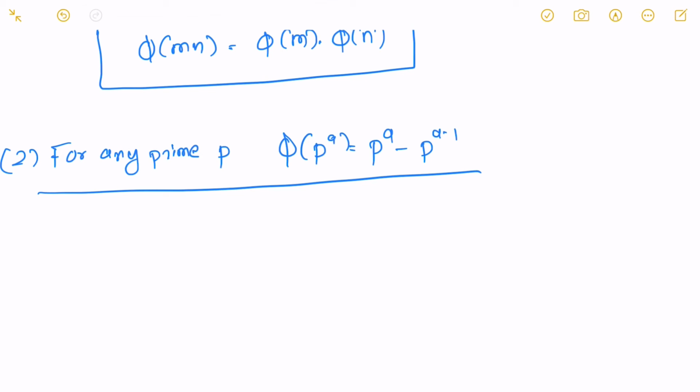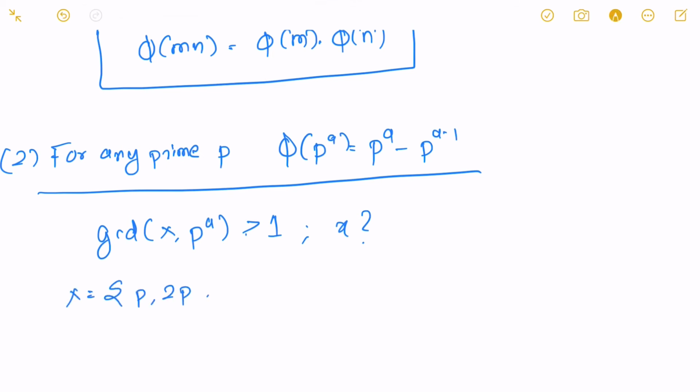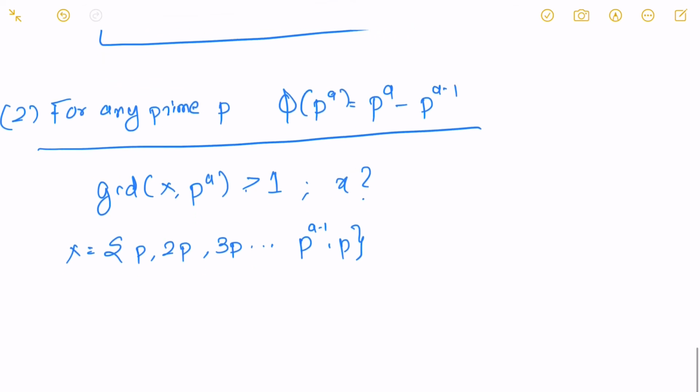So let's try to think about the GCD of an element, say x, comma p raised to a, being greater than 1. For the GCD of x comma p raised to a to be greater than 1, what can be the values of x? Let's try to think this through. Since p raised to a is a prime power, we can have the GCD greater than 1 only if x belongs to p, 2p, 3p, that is, x is a multiple of p, up to p raised to a minus 1 into p, since p raised to a is our last element, since we are looking for elements less than or equal to p raised to a which are co-prime with p.